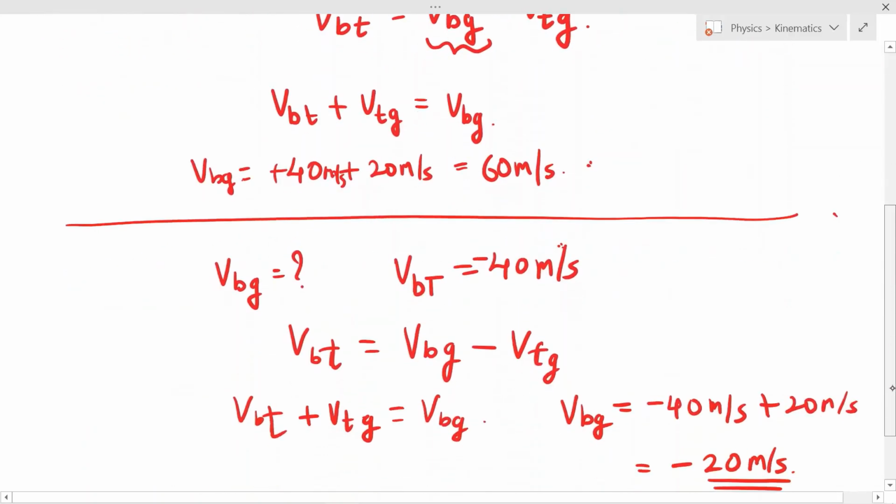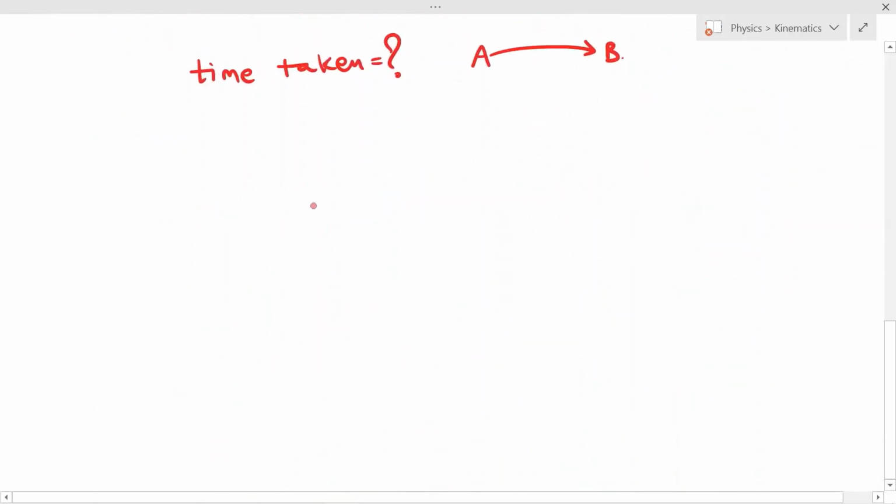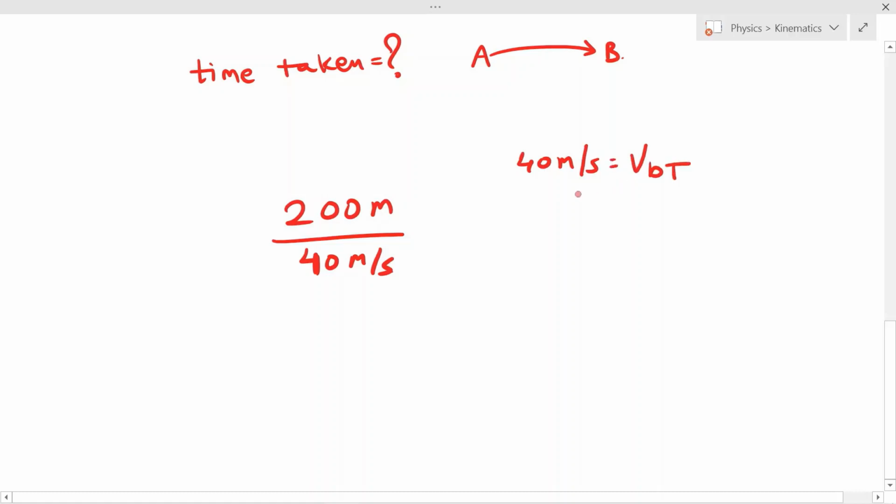So just divide this 200 meter length by 40 meter per second, because this 40 meter per second velocity of the ball is with respect to the trolley. So for the trolley, it is moving with a 40 meter per second velocity. And now I am working within the frame of reference of the trolley. So that's why I have written 40 meter per second here, and this is 200 meter. So this becomes 5 seconds. So it will take 5 seconds to go from point A to point B.